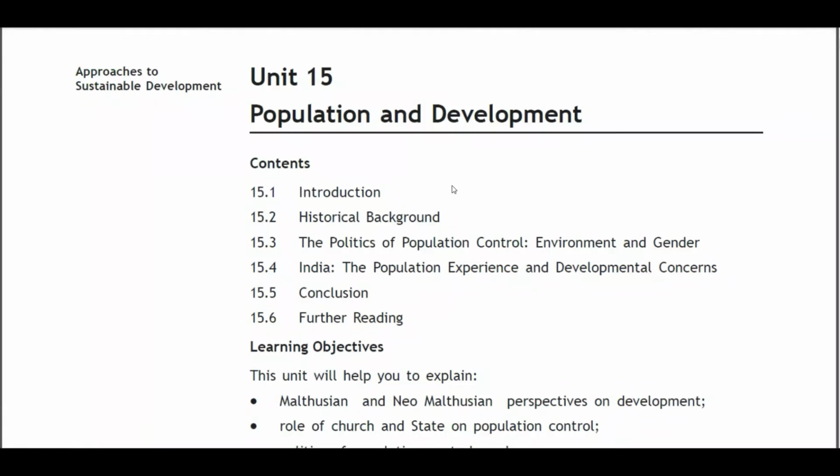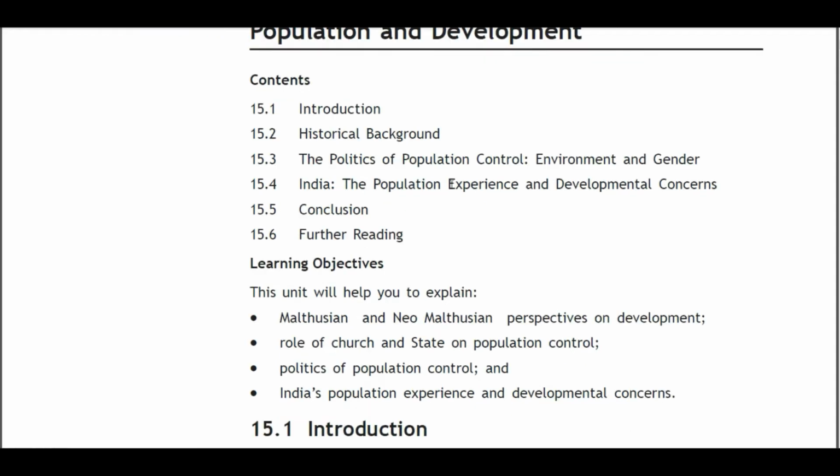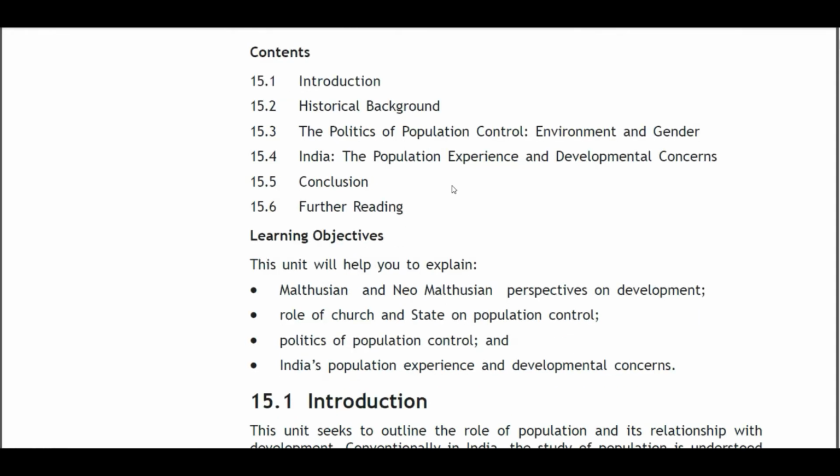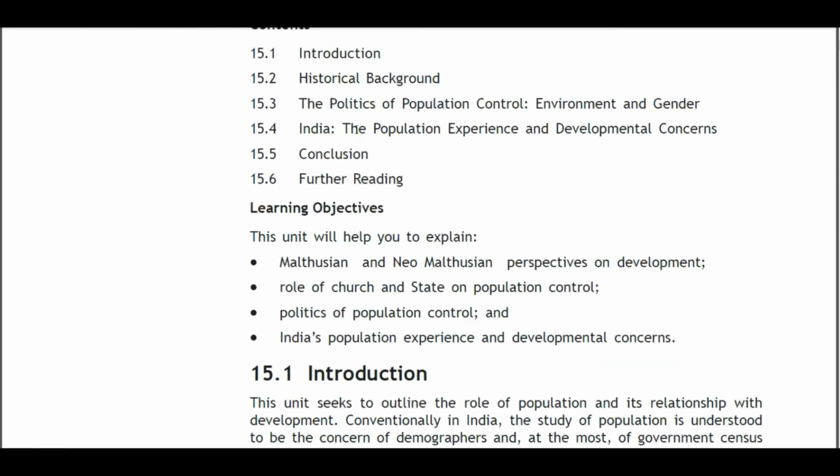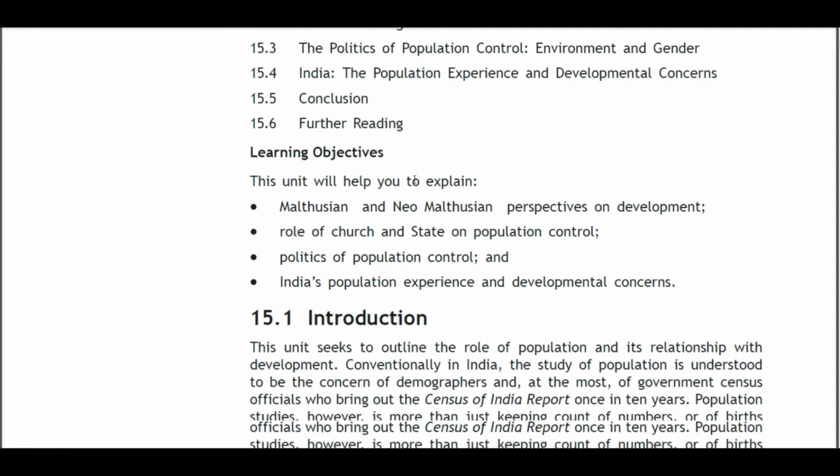Unit 15, Population and Development. Contents: 15.1 Introduction, 15.2 Historical Background, 15.3 The Politics of Population Control, Environment and Gender, 15.4 India, the Population Experience and Developmental Concerns, 15.5 Conclusion, and 15.6 Further Reading.